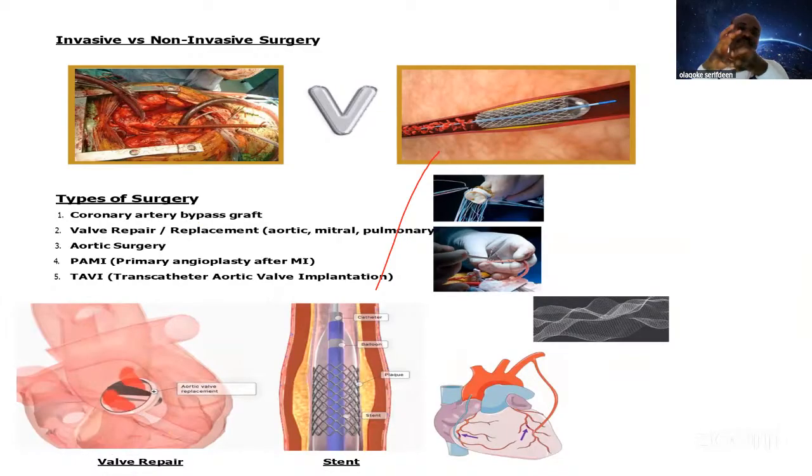TAVI is not a replacement. It's just you passing a catheter. What the surgeon does is they will pass a catheter through the leg. So what they do with TAVI is you are not removing the normal aortic valve, what God has created there. But what you are doing is you are putting in a new one on top of that to make it more patent. That is what that means.